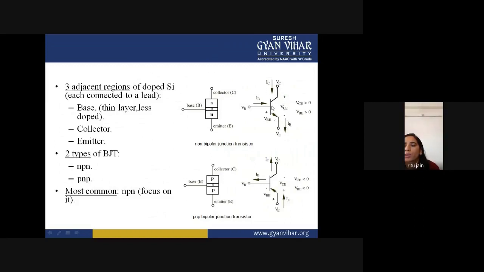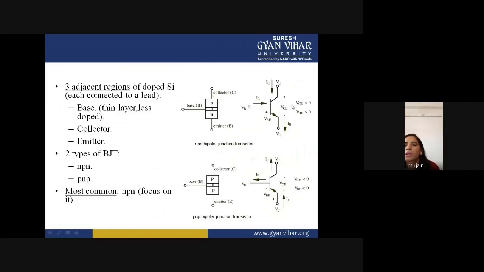So you can see from the diagram that the voltage across collector and emitter is your VCE, and the voltage across base and emitter is VBE. Okay. So VC is always greater than 0 and VB is always greater than 0. Now this is your NPN bipolar junction transistor. So basically NPN transistor is mostly used in many applications. That's why we will discuss NPN transistor.